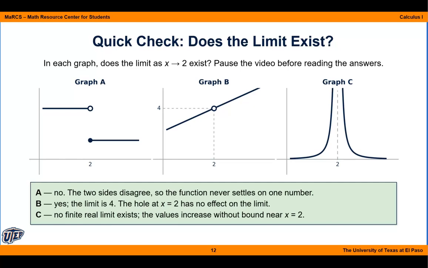For graph B, the limit does exist, and it is 4. The graph approaches 4 from both directions. The hole at x equal to 2 has no effect on the limit. For graph C, no finite real limit exists. As x approaches 2 from either side, the function values increase without bound. These three graphs reinforce the distinction between a hole, a jump, and unbounded behavior.